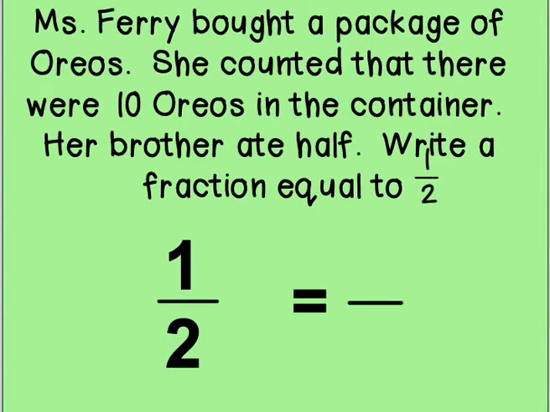Miss Ferry bought a package of Oreos, and she counted that there were 10 Oreos in one sleeve of the container. Her brother ate half of those. If we want to write that fraction as 1/2 out of 10, we would write 10 in our denominator because that's how many Oreos we have. And if her brother ate half of them, we do 10 divided by 2. And 10 divided by 2 is 5. Therefore, 1/2 is the same as 5/10.